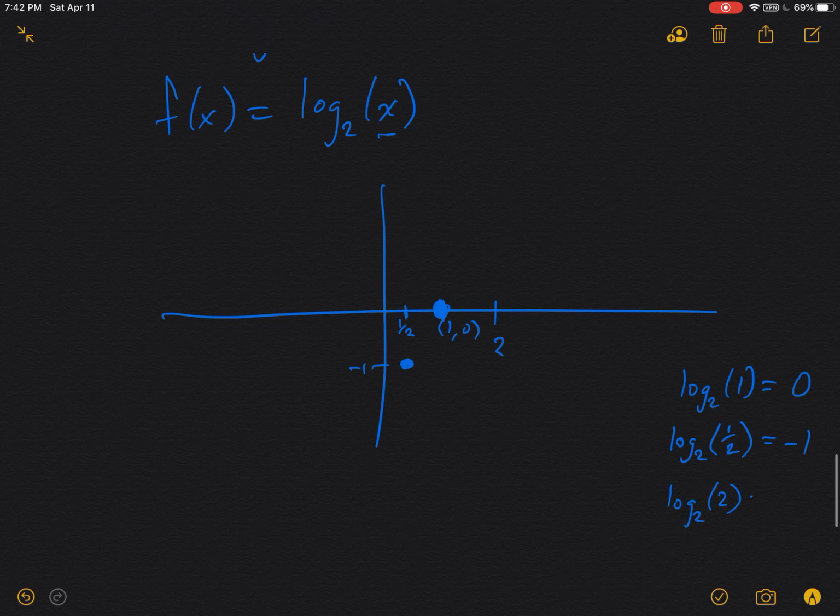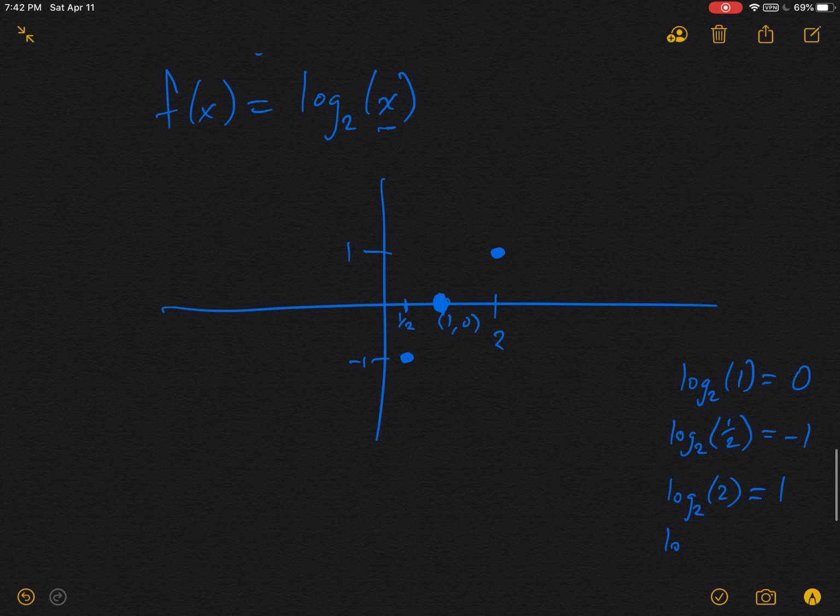Similarly, if I plug in a 2, then what I would get is log base 2 of 2. What exponent would you put on a 2 to get a 2? I would just put a 1 as my exponent. 2 to the 1 is 2. So that gives me this point up here.